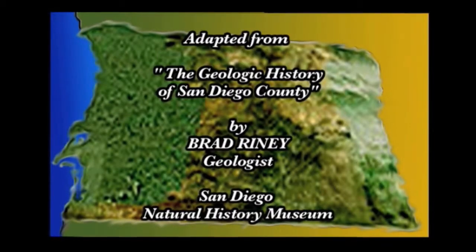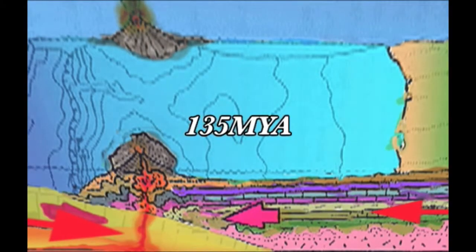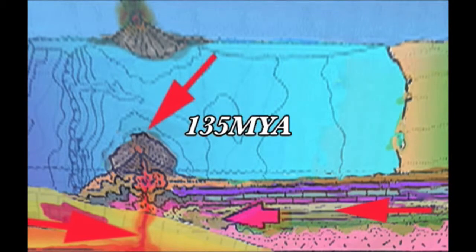The geologic history of San Diego County is based upon the pamphlet by that name done by Brad Riney. 135 million years ago, the county was underwater and was to the west of what today is Sonora, Mexico. On the planet, we were 130 miles southeast of present San Diego. The Farallon tectonic ocean plate was moving east and going under the North American plate.